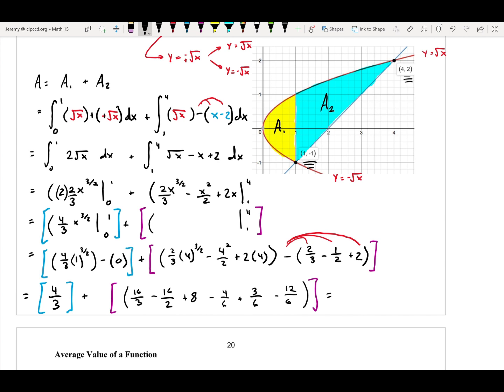And then, I'll spare you all the rest of the writing. I simplified all that stuff in the purple brackets and added it to 4/3. I ended up with 9 over 2 when all the dust settles. So you could express it like that, or 4.5, and I'll put a unit squared on the end.